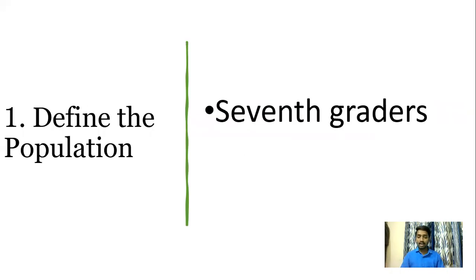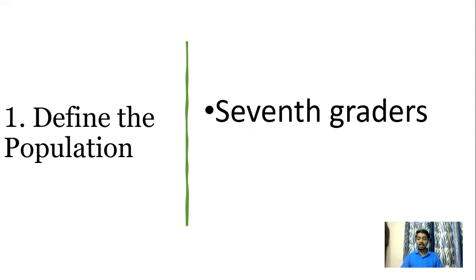So as I said, we have 4 steps in this, and I have taken an example here that we are going to conduct to find the interest of average readers who are 7th graders. So here we have to define the population. As I said, the population definition remains different from time to time, and it's based on the situation.